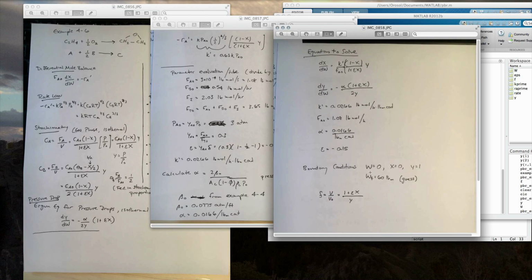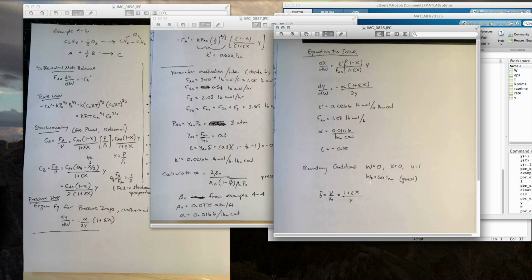So we're going to use W equals 0, there's no conversion, so X is equal to 0. And also at W equals 0, there hasn't been any pressure drop yet, so P equals P naught. This Y equals P over P naught, so you end up with Y equals P naught over P naught, which is equal to 1.